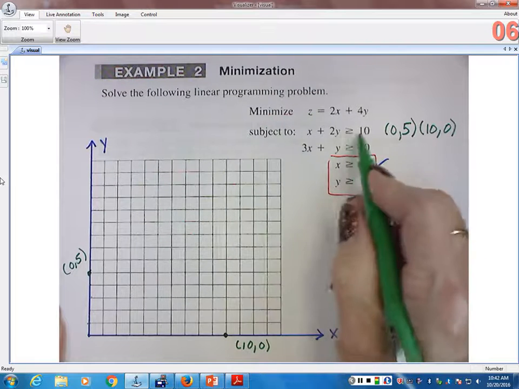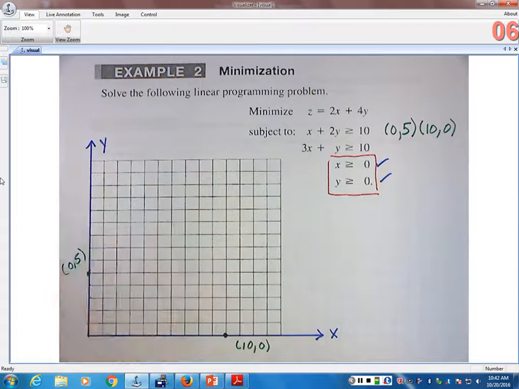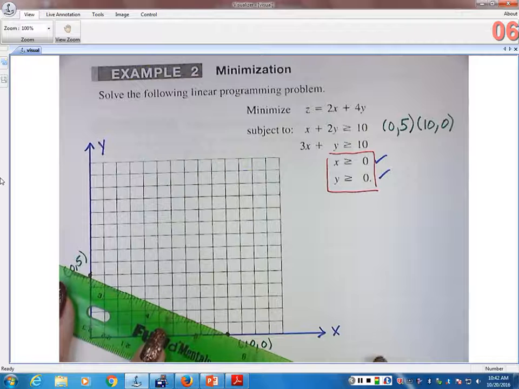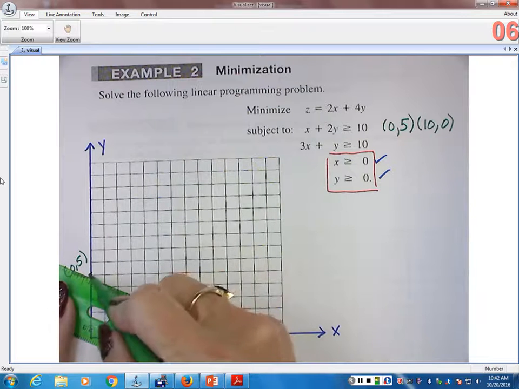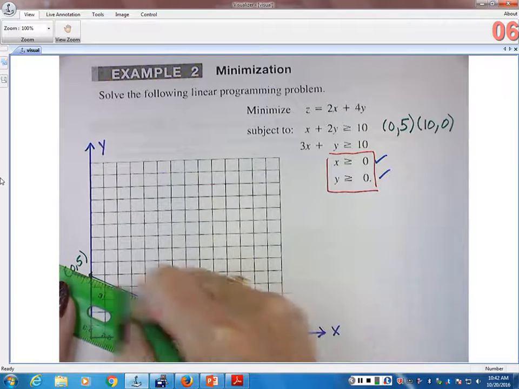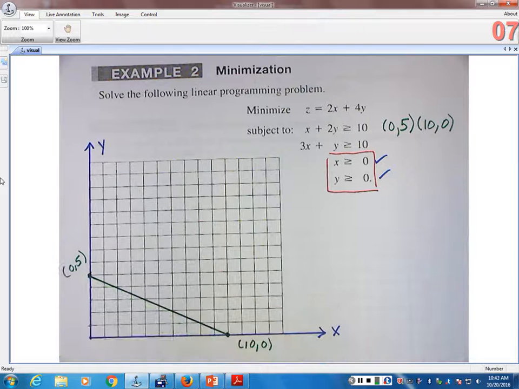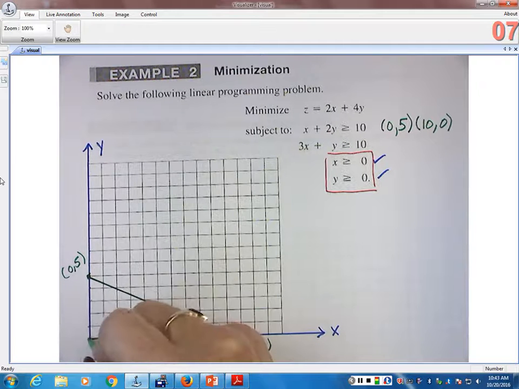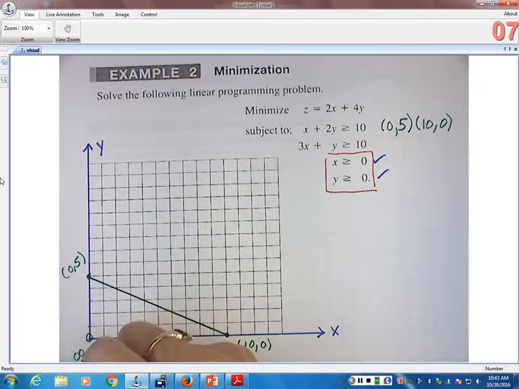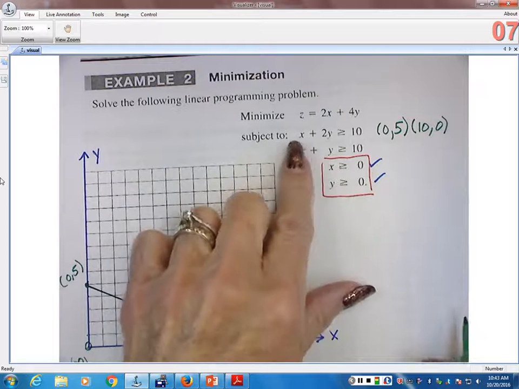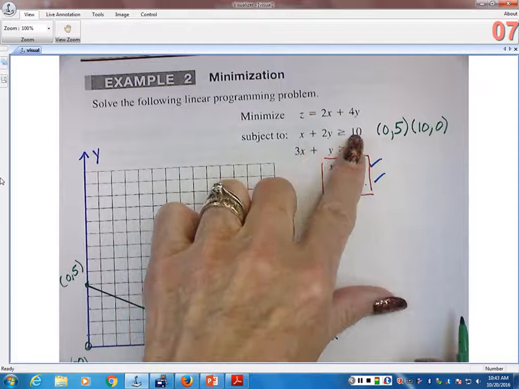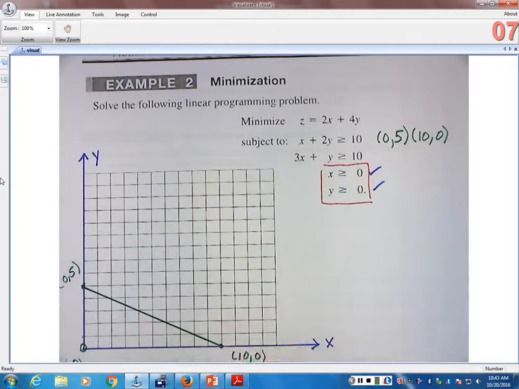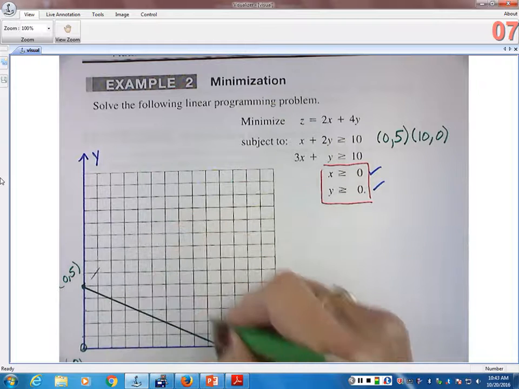And since it says equal to or greater than, we'll use a solid line and draw the boundary. And then since it says equal to or greater than, if we test the point 0, 0, it's basically saying 0 plus 0 is equal to or greater than 10, which of course is not true. So we're going to shade the other direction.